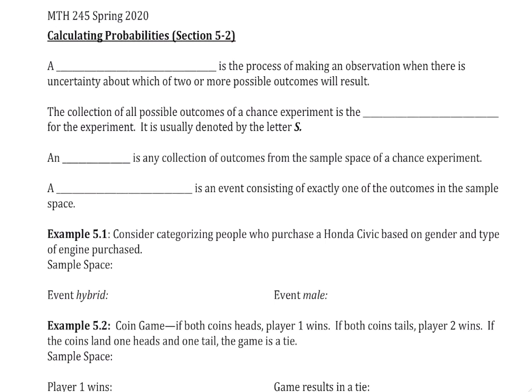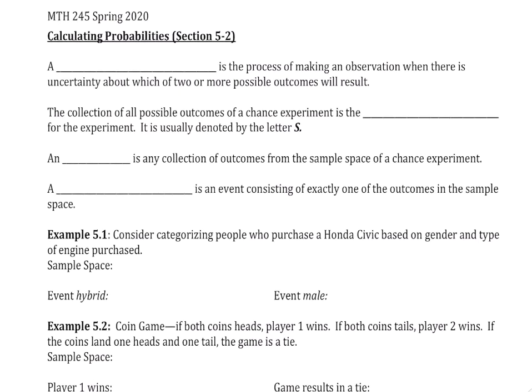Section 5.1 had us start thinking about this idea of probability, but in Section 5.2, I want us to focus more on how we calculate these probabilities. So we're going to be talking about what's called a chance experiment. And a chance experiment is the process of making an observation when there is uncertainty about which of two or more possible outcomes will result.